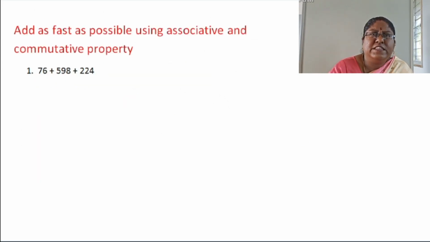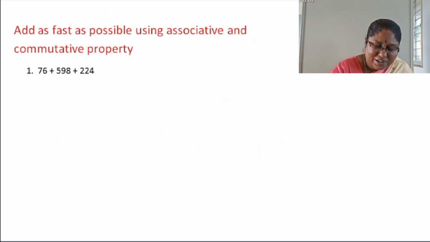Next, by using the commutative or associative property, try to prove it, that is, find the sum quickly. So shall we start in a fast way? Come. 76 plus 598 plus 224. How to do it quick? Let us start. You should not add directly.